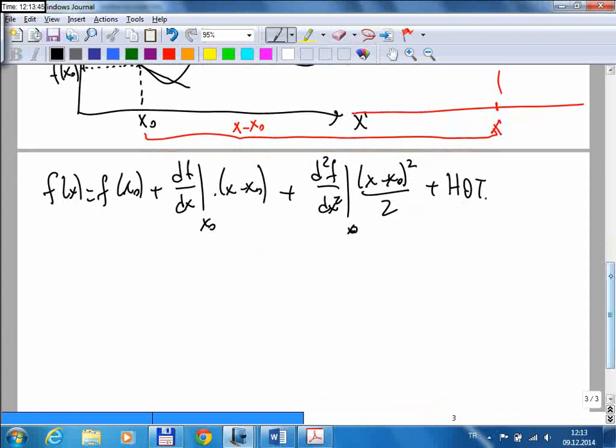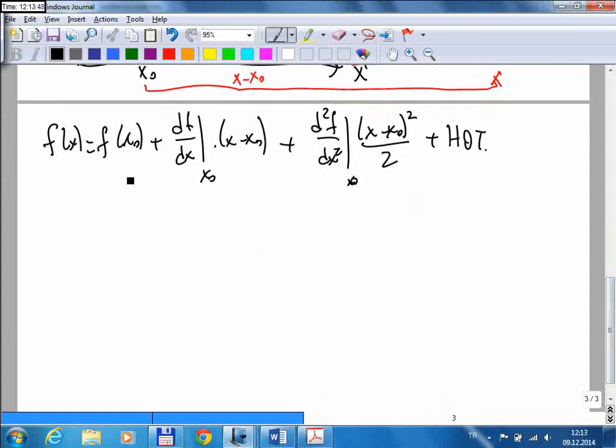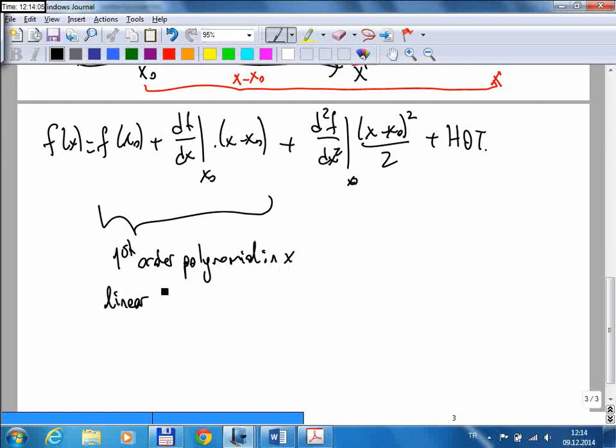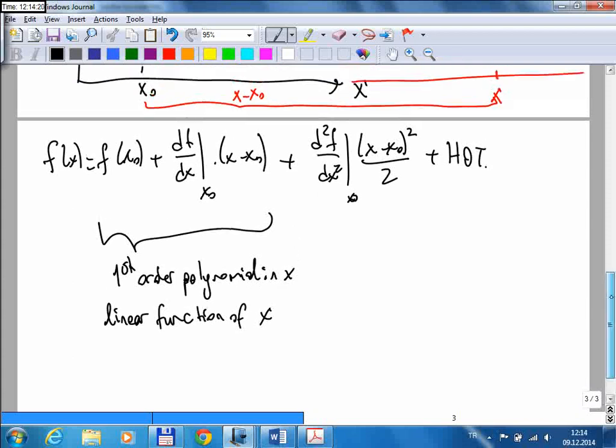So this gives a linear function in x. So if you take the Taylor series expansion and only keep the first two terms, the first order polynomial in x, which is a linear function of x. If you add the next term, that becomes a second order polynomial, which is what we call a quadratic function, because it includes the second power of x. So this is the idea of linearization actually.